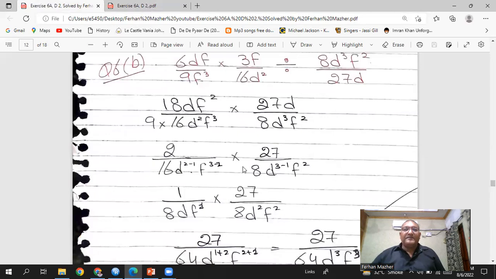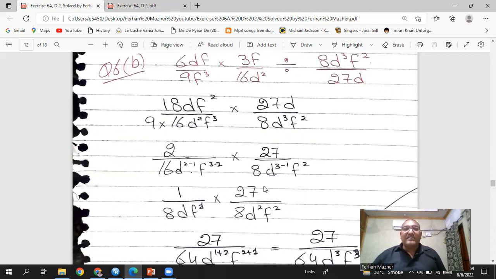Now we can do the cancellation. You see this 18 and 9 can be cancelled. 9 ones are 9, 9 twos are 18. Okay, so you will have 2 by 16 and d squared here. So d raised to power 2 minus 1, f squared, f cubed. So downstairs I will write f raised to power 3 minus 2.